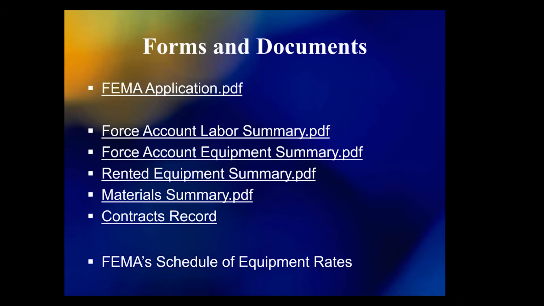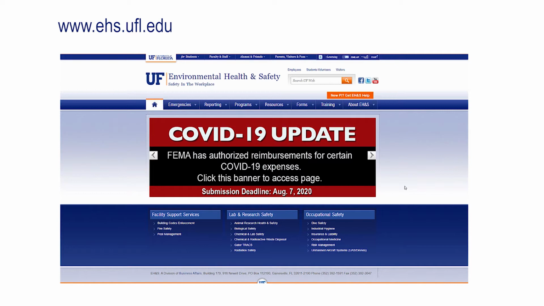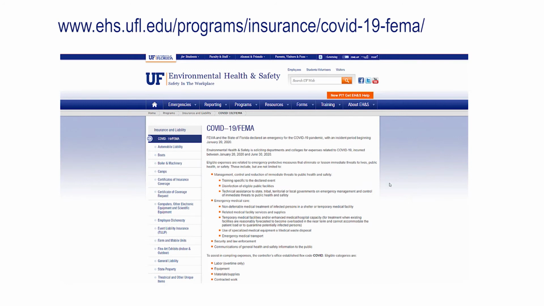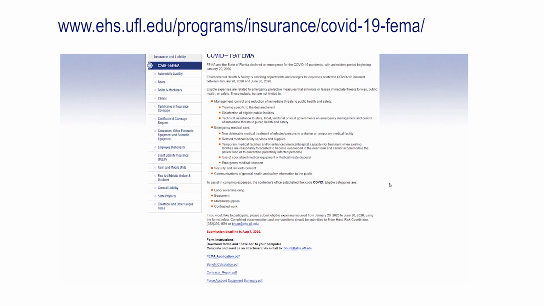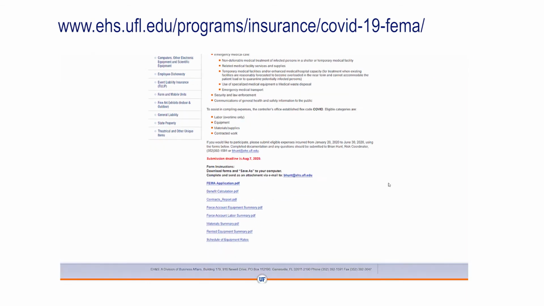We're going to look in detail next at some forms and documents. On our EH&S website, we've created a dedicated page to the COVID-19 FEMA grant. It's got some information about eligible expenses, and then it's got hyperlinks to each of these documents. They're PDFs, so you can download those if you want to look through them now as we go through this, or you have them for reference later when you complete your application.